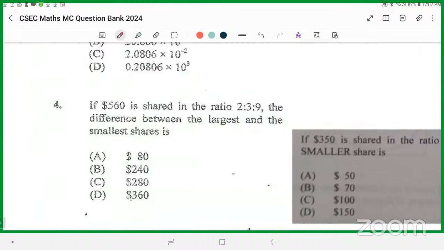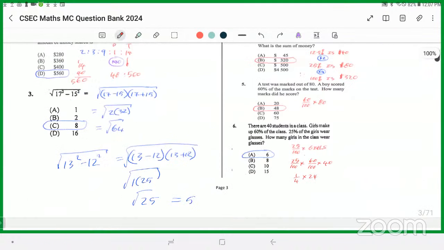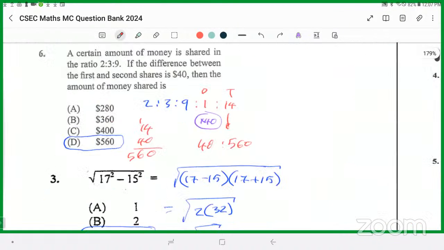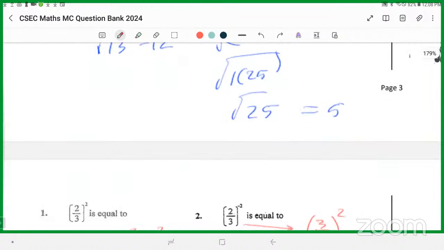It says 560 is shared in ratio 2 to 3 to 9, right? Let's see how they set the question up before. We did it earlier. Where is it? See it here? So the same question, you know. 2 to 3 to 9, an amount of money shared in ratio 2 to 3 to 9, and the answer was 560, right? The difference between the first and the second share is 40.